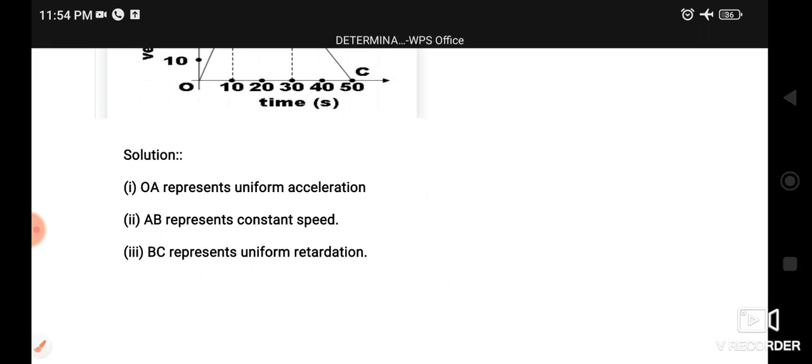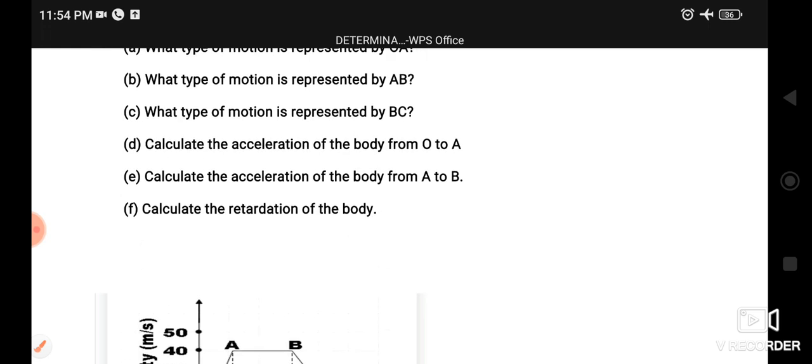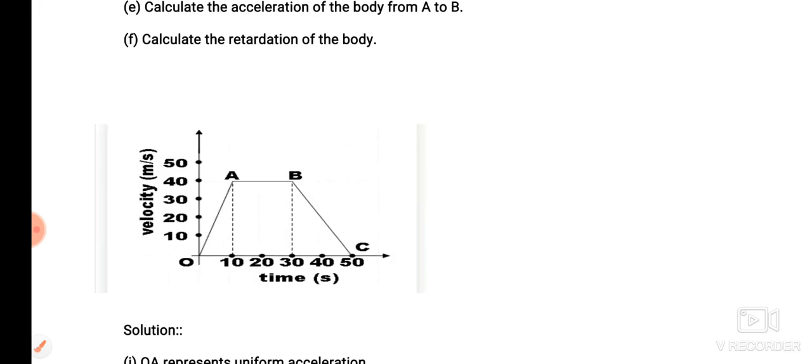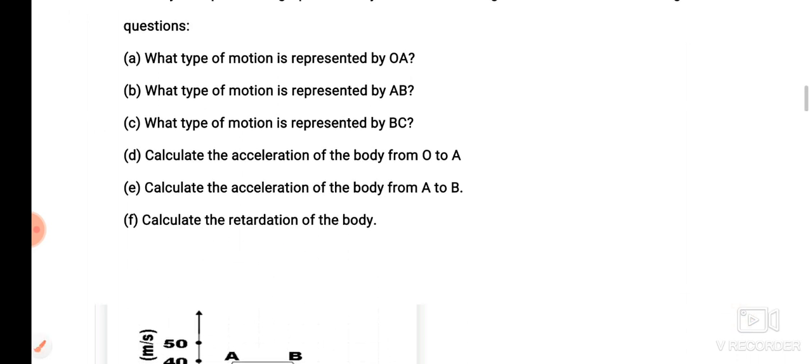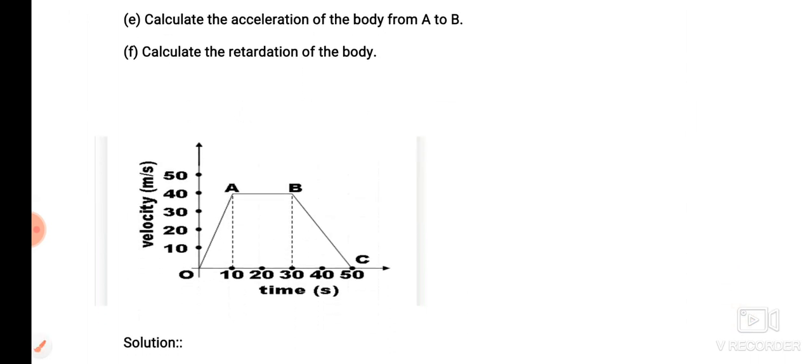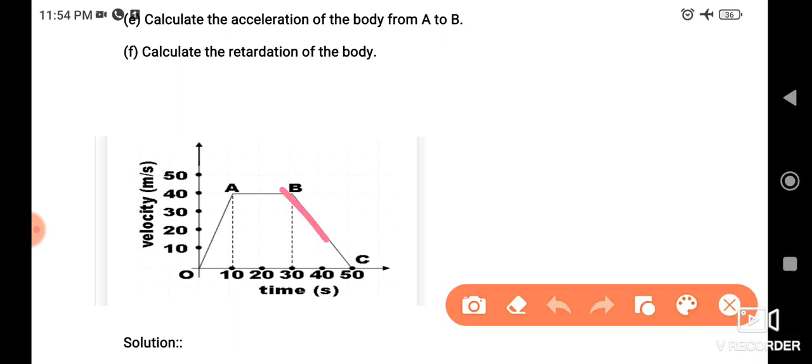Next question is, what type of motion is represented by AB. So AB is a straight line again, a perfect straight line. Here the initial velocity and the final velocity are the same, so the acceleration is 0. Okay, next question, what type of motion is represented by BC. So here you already know that BC represents retardation or negative acceleration.